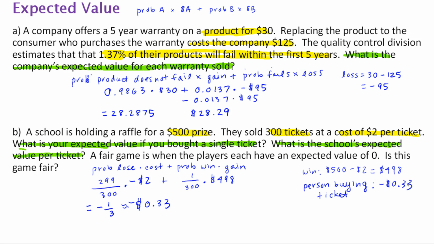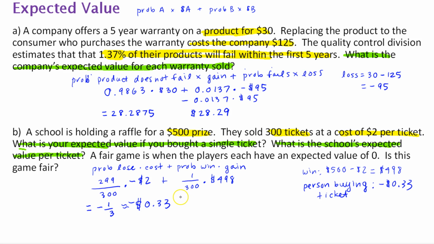Now we're also asked, what is the school's expected value per ticket? We'll compute this a little bit, but I want you to think about this. Who's getting this 33 cents per ticket? Well, it has to be the school. They're the people that sold the ticket. So the expected value for the school is just going to be the opposite, or positive 33 cents. But let's see how this plays out with the numbers.